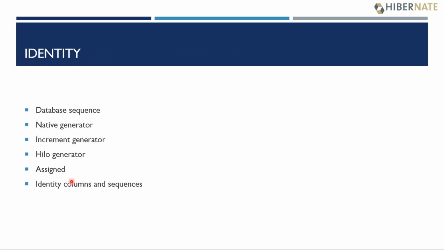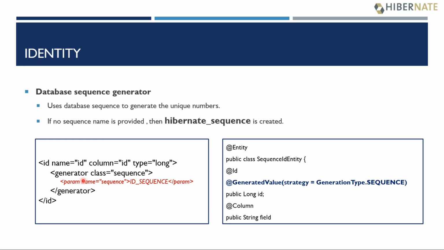Identity we have generated, that is the primary key. Now, in order to generate the primary key, you can use the database sequence or the native generator or the increment high-low generator. It is an algorithm that will generate the primary key based on the high and the low algorithm. Assigned, as you can manually assign it. Identity columns and sequences depend on whether they are available in the database and you can use them, otherwise you cannot use.